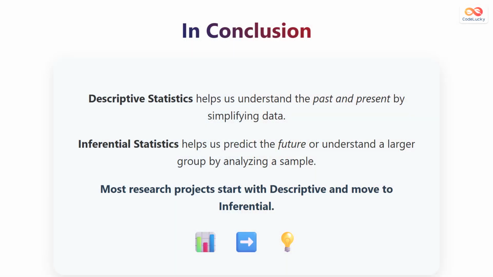In conclusion, remember this. Descriptive statistics is about understanding the past and present by simplifying the data you have. Inferential statistics is about predicting the future or understanding the whole by looking at a part. Most good research starts with descriptive analysis to understand the data, and then moves to inferential analysis to draw larger conclusions.